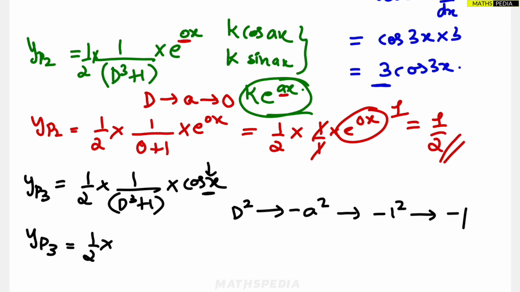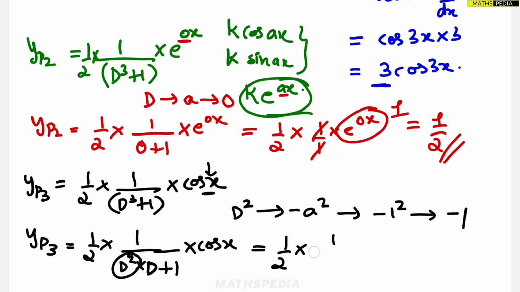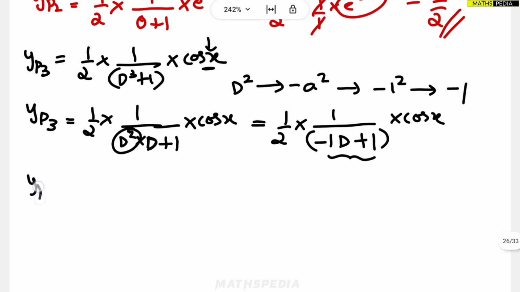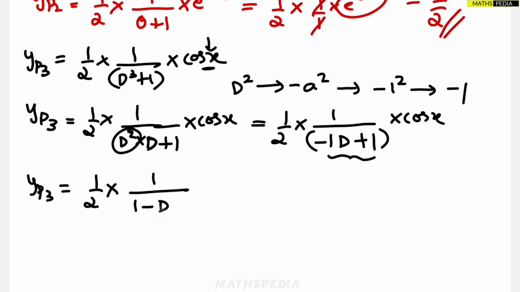So again the same thing we are going to do. Just write d cube as d square into d plus 1, right? That is possible, into cos x. So instead of d square I am going to substitute that thing, that is nothing but minus 1 d plus 1, okay, into cos x. Now this is not looking appropriate, we'll just reverse it. So what will happen? yp3 is equal to 1 by 2 into 1 divided by 1 minus d I can write, just reverse it, okay. No sign change, no sign change.